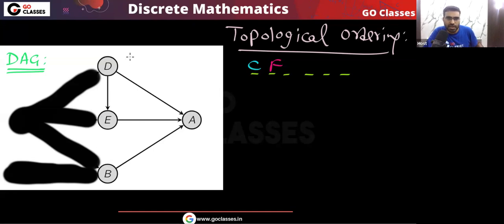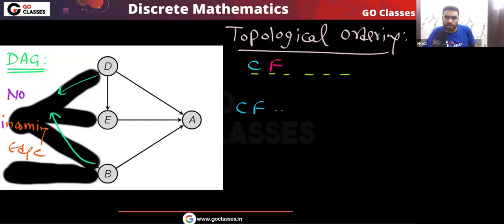The next vertex can be D because there is no incoming edge now. Now D has no incoming edge. I can say that this D has no incoming edge, and this B has no incoming edge. So these are the vertices with no incoming edge. So I can put either D or I can put B.